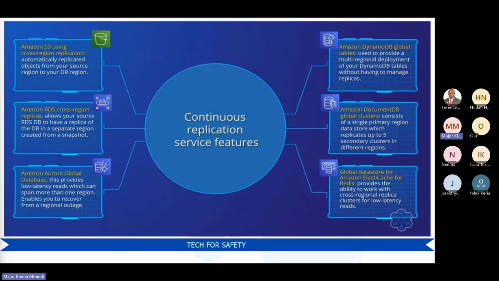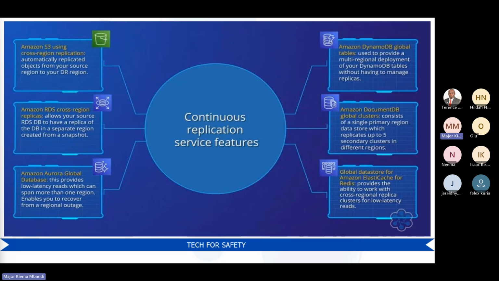So, continuous replication service features. Amazon S3 cross-region replication will automatically replicate objects from your source region to your DR region. For DB, Amazon RDS cross-region replicas allow your source RDS DB to have a replica of the DB in a separate region, created from a snapshot.